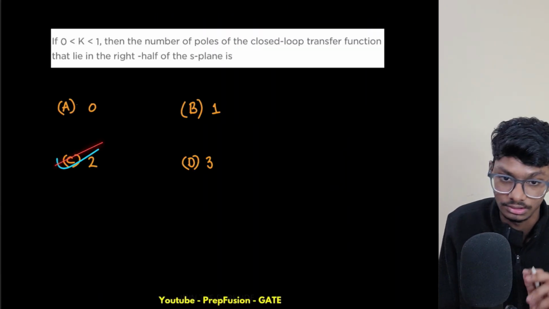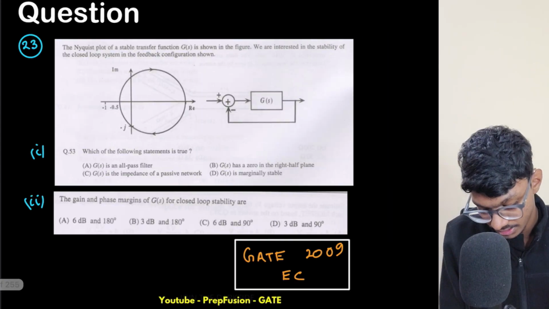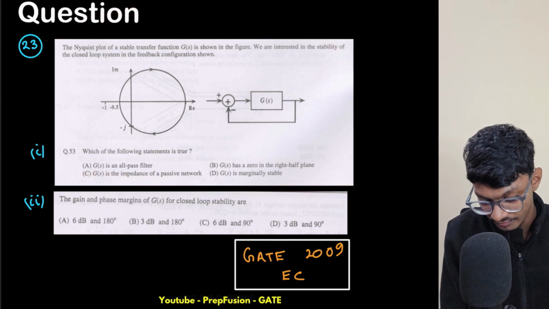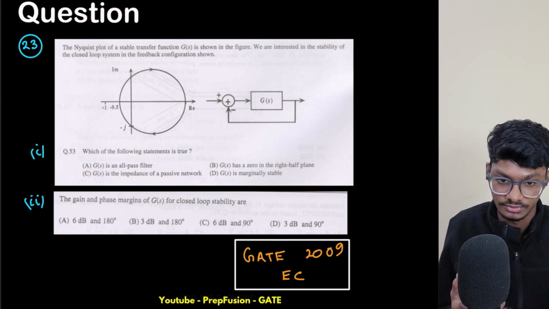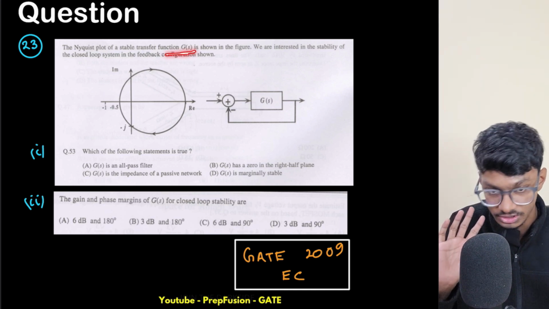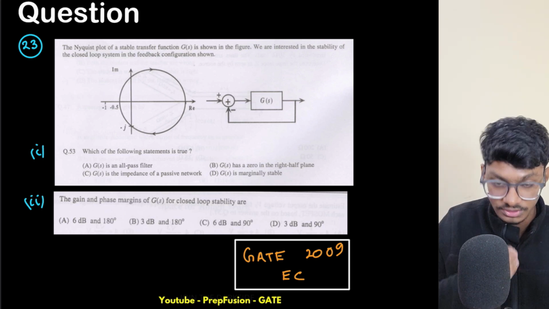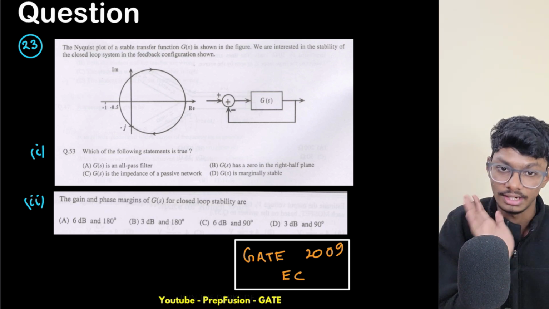So this was basically it for this question. Now let's solve the next question. So what is the next question telling us? We have been given the Nyquist plot of a stable transfer function. Whenever they give you a stable transfer function G of s, that means the poles of G of s on the right hand side are 0.